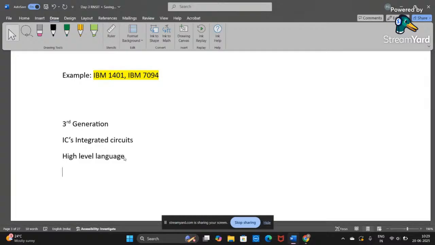Then memory. Here they are going to use semiconductor memory. In the first generation for memory, they used magnetic drums. In the second generation, magnetic core memory. In the third generation, semiconductor. Then size: even smaller than the previous one. Then speed: faster compared to the previous one.